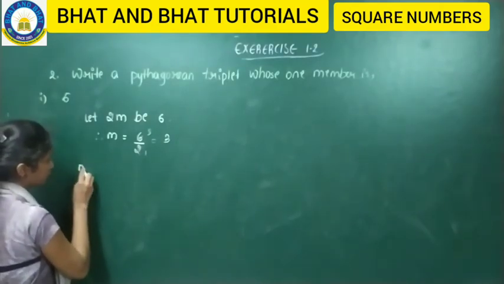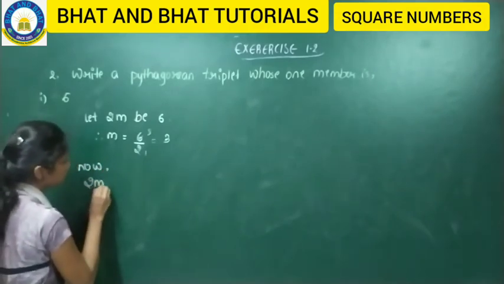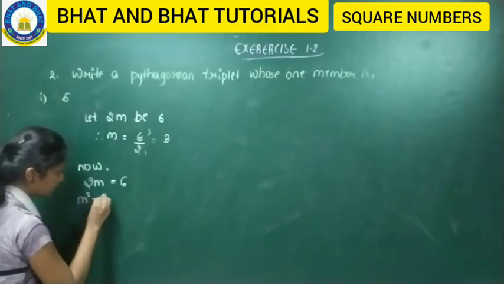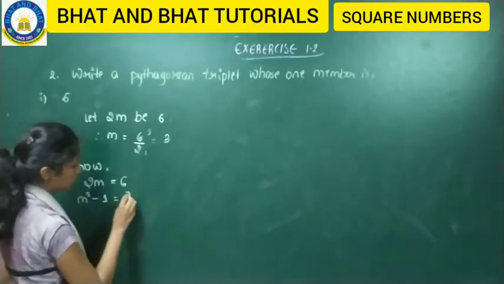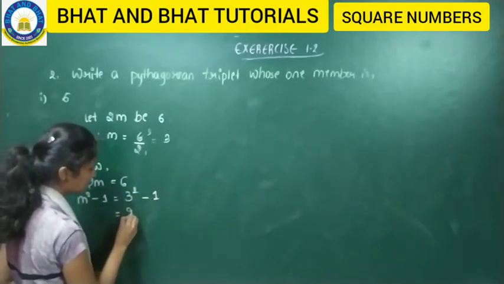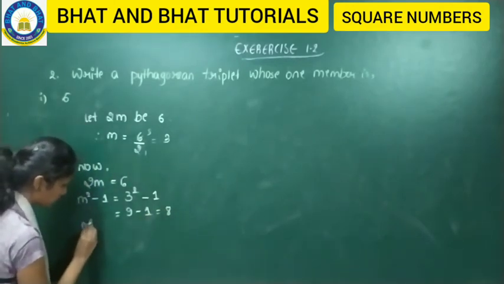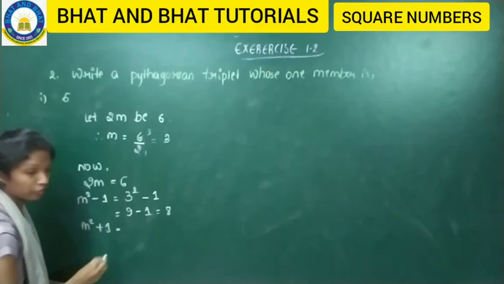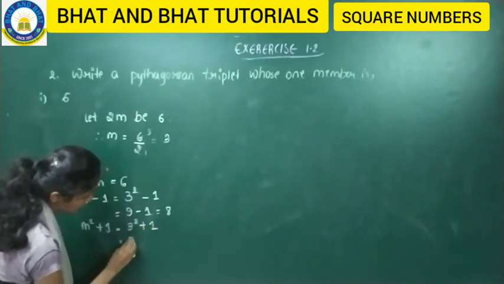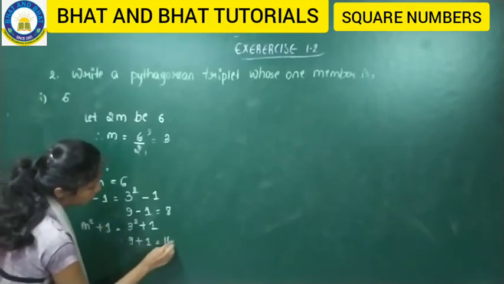So now 2m is equal to 6, and m square minus 1. So what is m here now? 3 square minus 1. 3 square is 3 threes, it is 9. Minus 1, it is 8. M square plus 1, that is the third form, right? So 3 square plus 1, 3 threes are 9, okay, plus 1 is equal to 10.